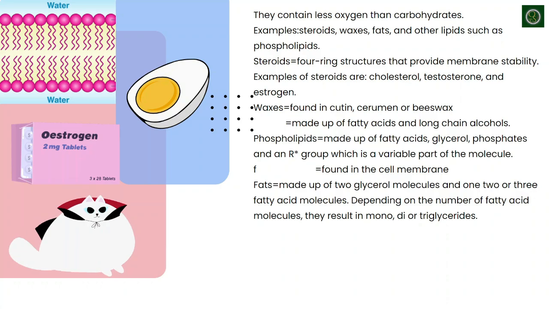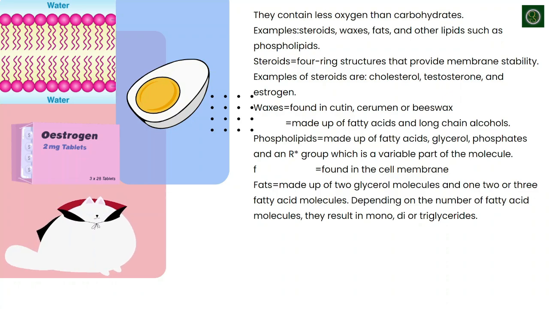Waxes are found in cutin, cerumen, and beeswax. They are made up of fatty acids and a long chain of alcohols. Phospholipids are made up of fatty acid, glycerol, phosphates, and an R group, which is a variable part of the molecule. Phospholipids are found in the cell membrane.